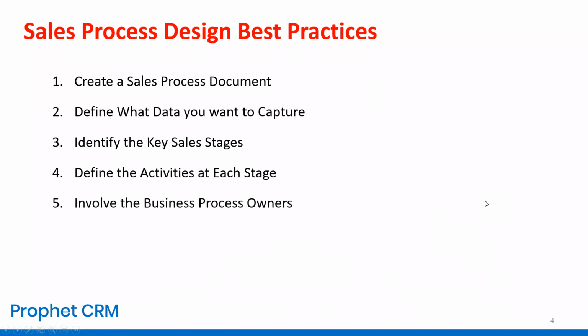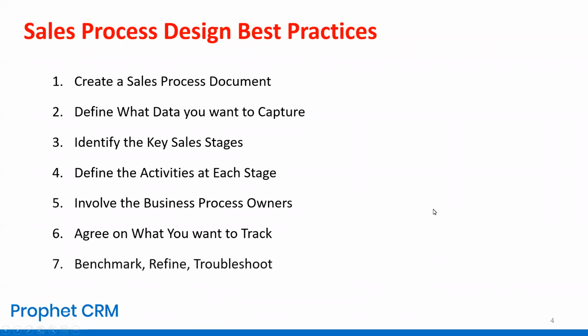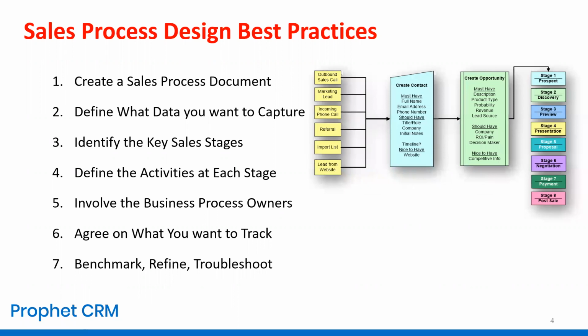But remember to involve all the people who are actually on the front line of this. If it's a sales organization, involve the salespeople, the sales team. That's a key concept. Then agree on what you want to track. That's an important way to determine if you've actually accomplished what you set out to do. And later, once you've got a benchmark, you can refine and use Profit tools to troubleshoot or improve your processes as well.